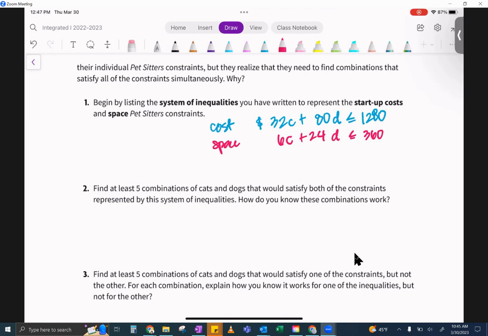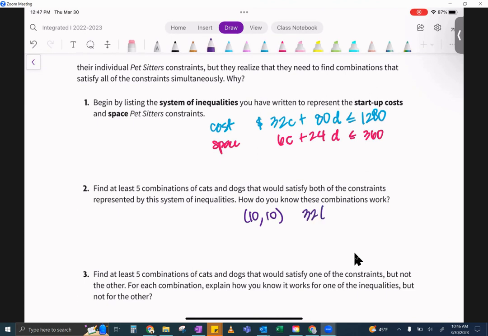So, what do you think about 10 cats and 10 dogs? Because I like multiplying by 10. I'm going to try the point 10, 10. And what I'm really looking for is that it works for both of them. Okay. So that's 320. Oops, sorry.